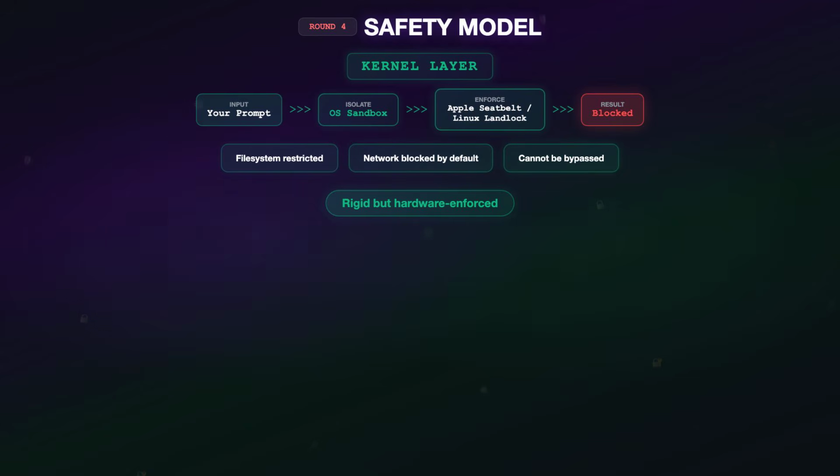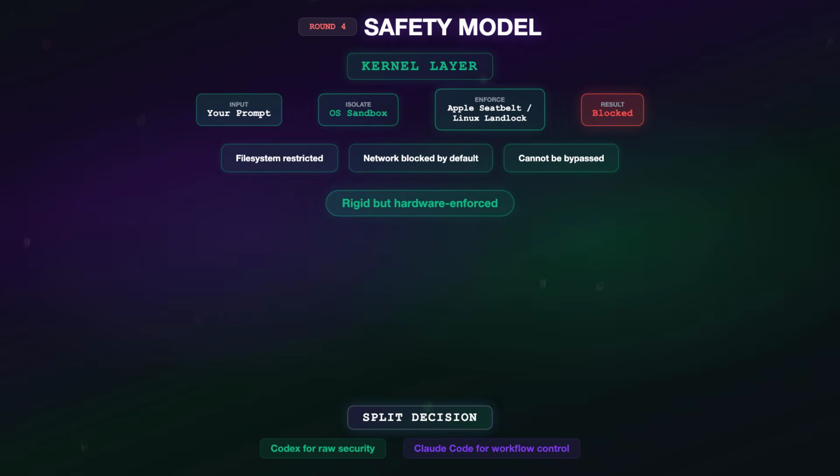Claude Code's hooks can technically be worked around by a sufficiently creative prompt injection. Codex's kernel sandbox cannot. It's enforced by the operating system, not the application. But Claude Code's hooks are far more flexible for customizing your workflow. You can create rules like never edit files in the legacy folder or always run prettier after saving. Codex doesn't have that granularity. Round 4 is a split decision. Codex for raw security, Claude Code for workflow customization.